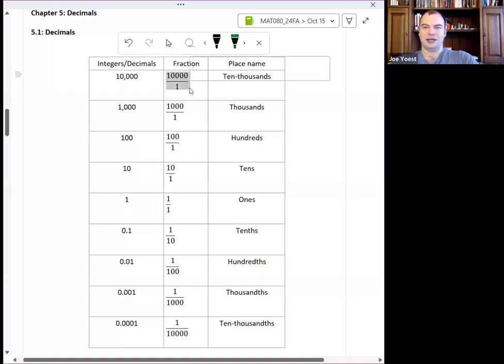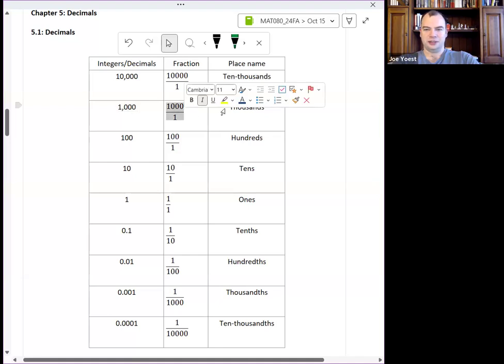I have a number like 10,000. I could think of this as 10,000 divided by 1, right? Any whole number I can put as a fraction divided by 1. And this gets the place name of 10,000s. Right? I might have 1/10,000 or 2/10,000s or whatever. I have a number like 1,000, which I can write as 1,000 over 1, and it gets the place name thousands.